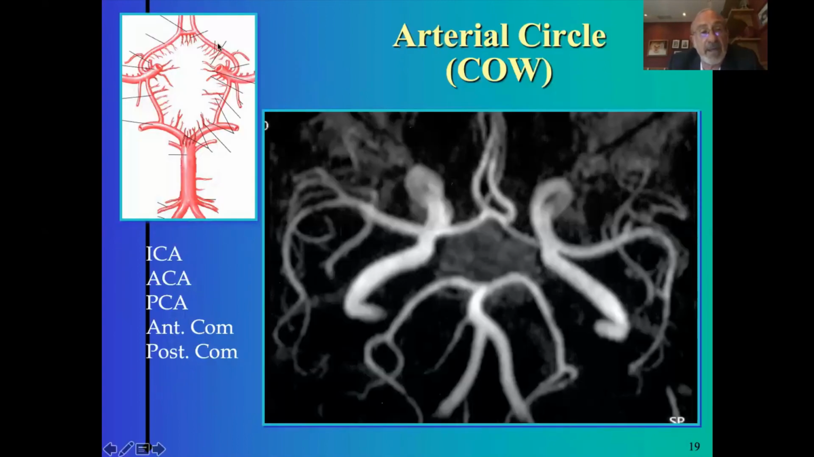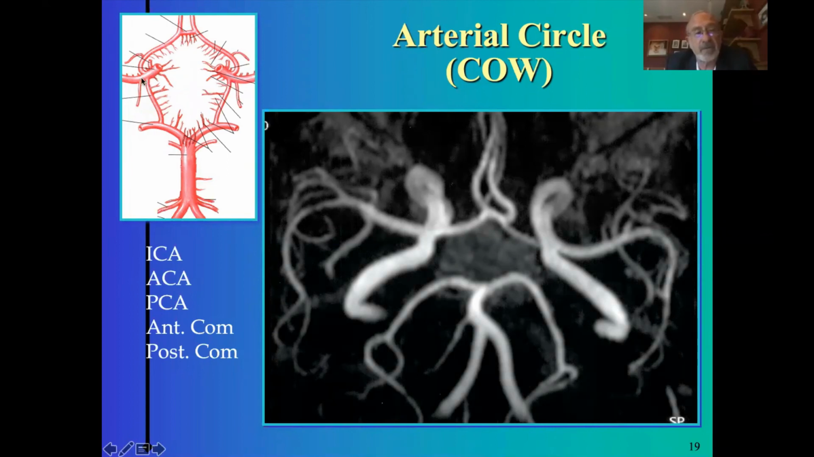Going directly anterior on both sides are the anterior cerebral arteries, which I abbreviated ACA. There is an interconnector right through here called the anterior communicating artery. If you looked at a cadaver, you'll see it as quite a small little bridge. We'll show it here on an MRA in a moment.